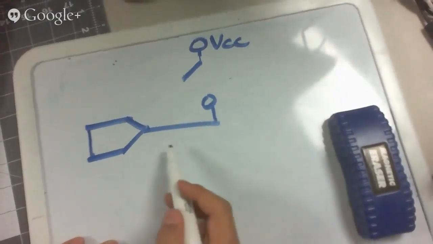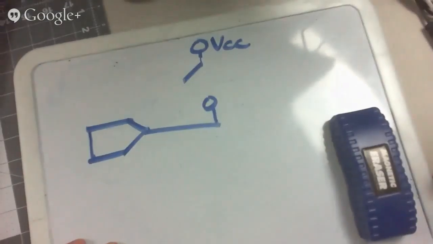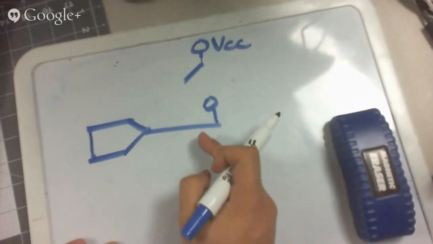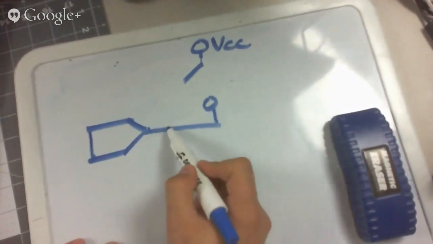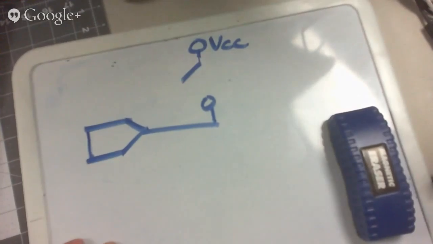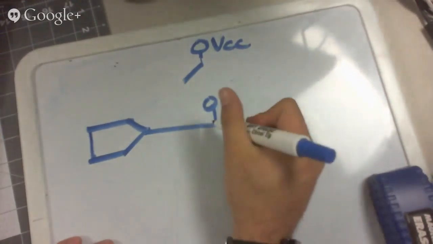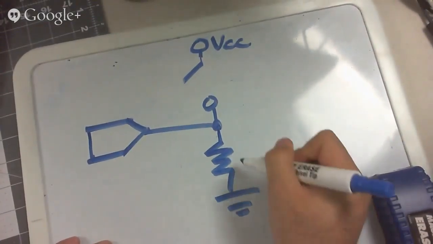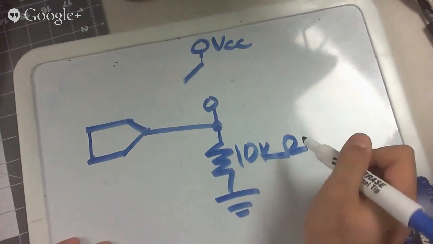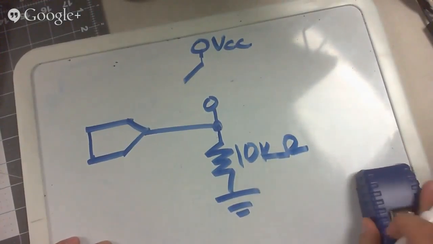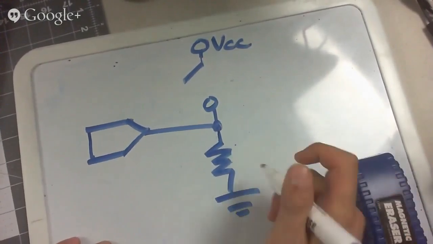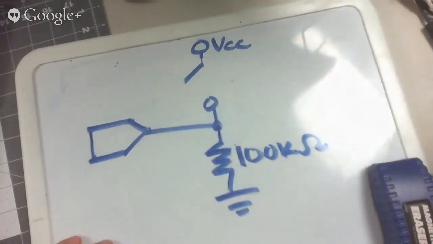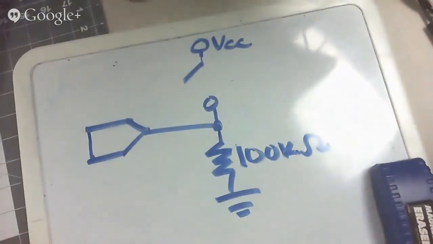Well, the problem is what you've just induced now is called a floating gate. So when this button is not pressed, it's not low, it's not high, it's floating. This has become a little antenna now. So you've got to force this thing to ground when it's not connected. So you put another resistor in, say 10 kilo ohms, maybe even a 100 kilo ohm resistor. Because when you press the button, you want the current to flow back into your micro, not to ground. It's wasteful.